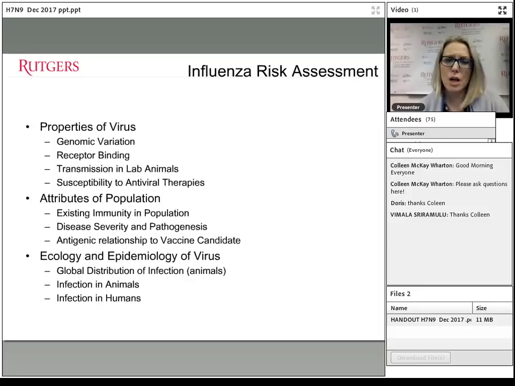In the attributes of the population, they're going to consider any existing immunity. Our vaccines that circulate right now do not contain H7N9, but across the board they look at the different viruses they're going to consider, because you'll see there's more than just H7N9 listed. They're going to look at the potential immunity in the population to that virus to help protect them. They look in general at what is known about disease severity and how likely it is to spread between persons. And then also, how close is the relationship between the hemagglutinin and neuraminidase antigens on the outside of the virus particle and the vaccine candidate virus?